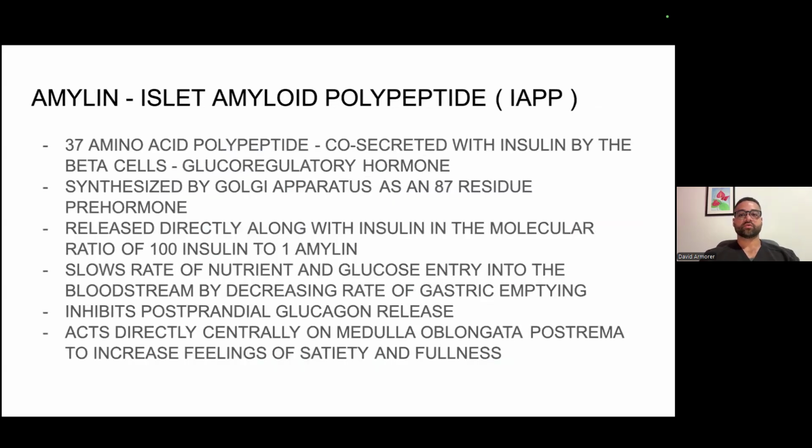So now the other small hormone, which, I wouldn't say it's not important, is amylin, which is secreted as well from the beta cells. It's a 37 amino acid polypeptide, co-secreted with insulin by the beta cells, and it's more or less a glucoregulatory hormone. It's secreted from the Golgi apparatus as an 87 residue pre-hormone, directly along with insulin in a molecular ratio of 100 insulin to 1 amylin.